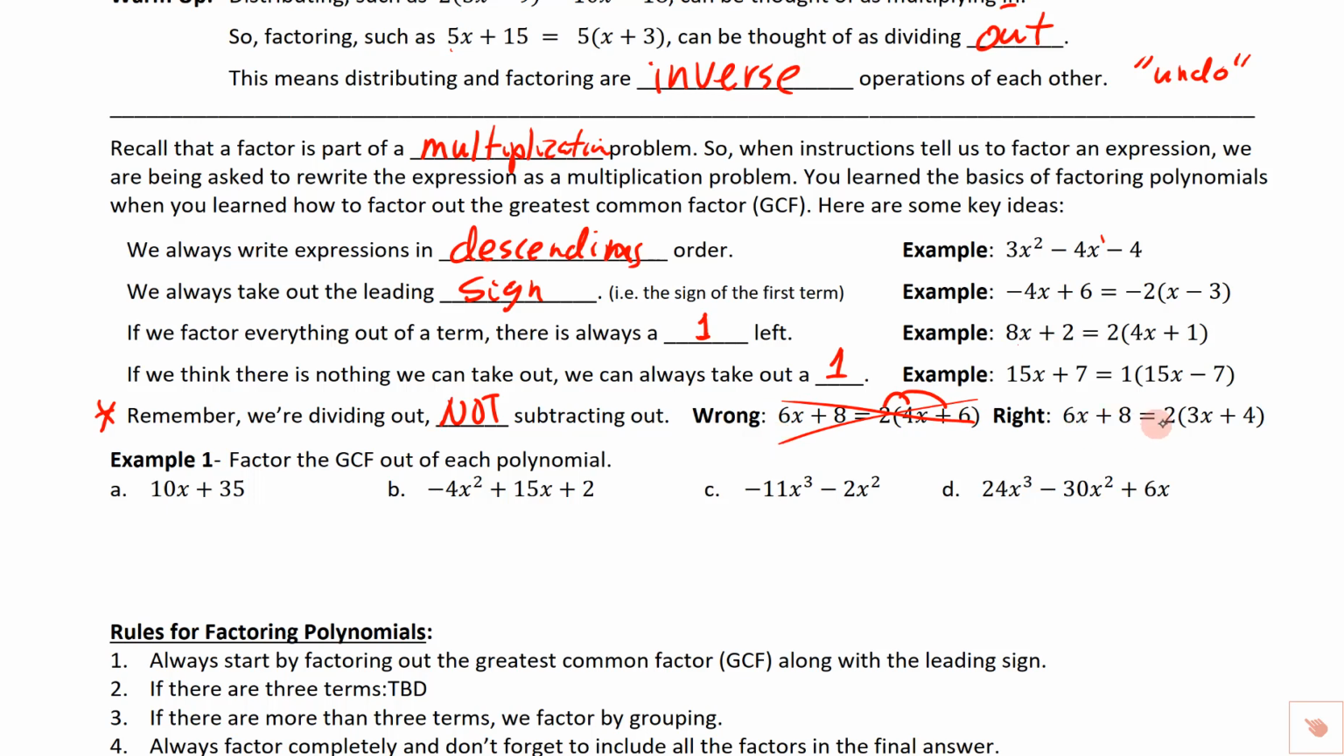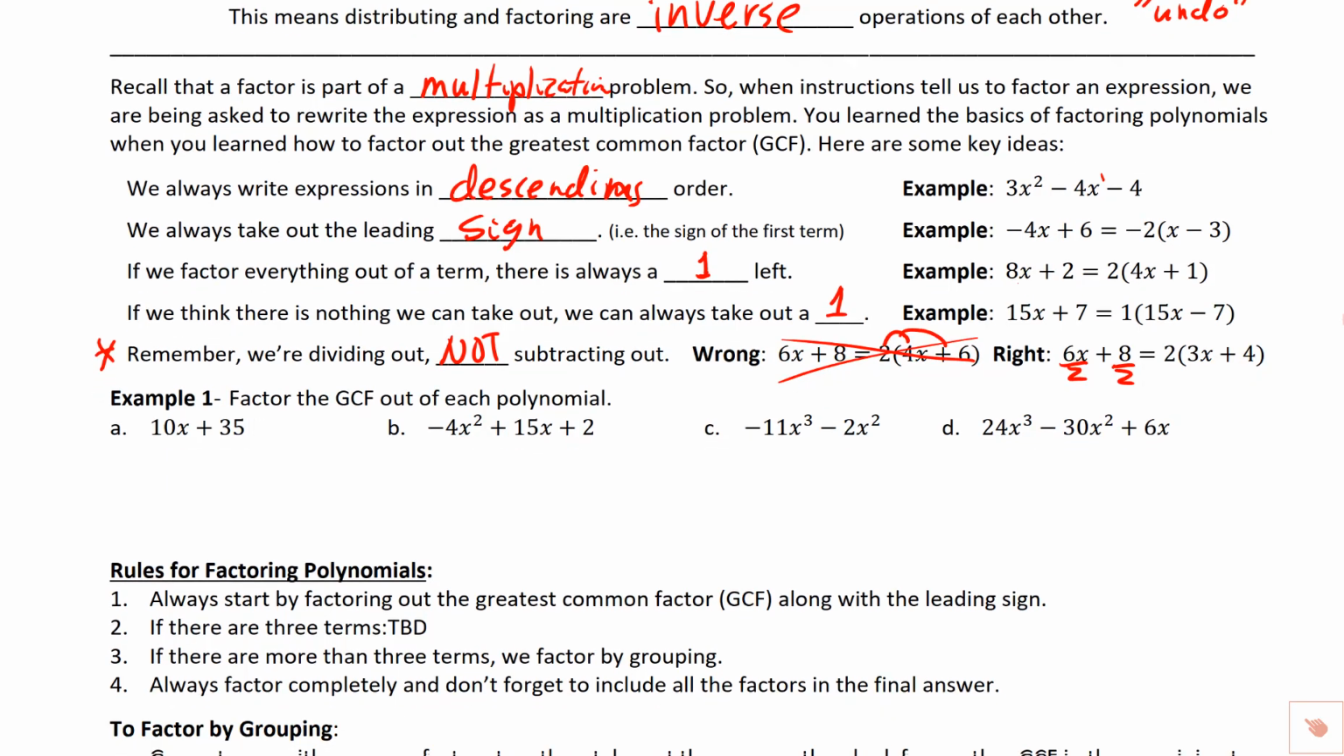The right way to do this is to take out the 2, but then remember we're dividing this by 2. We're dividing out a 2, so we divide this by 2, we're left with a 3x, divide this by 2, we're left with a 4. So the correct factoring of this one is 2 times the quantity 3x plus 4.